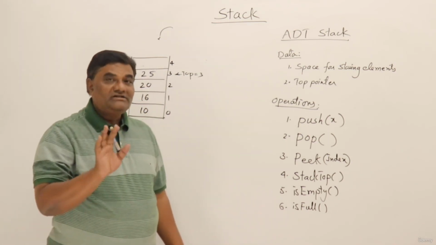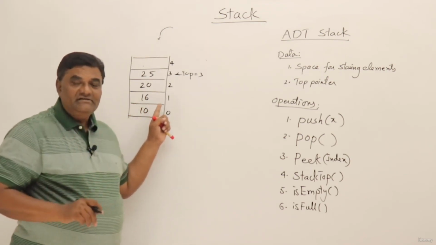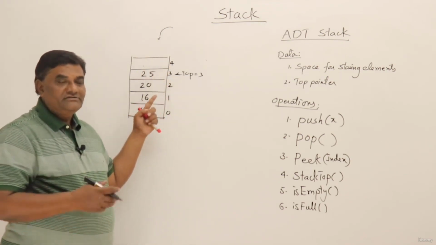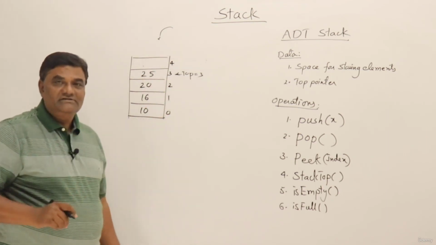Suppose I want to know what is there at the third place. I got 16. Yes, now I want to delete 16. So take out three values. You get 25, then 20, then 16. Then you can take out 16.